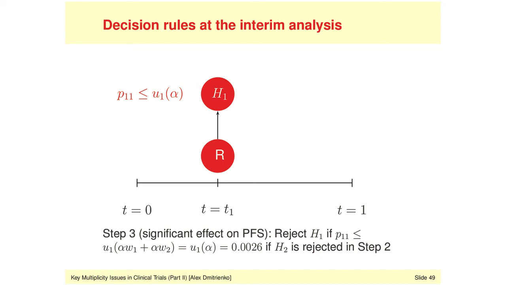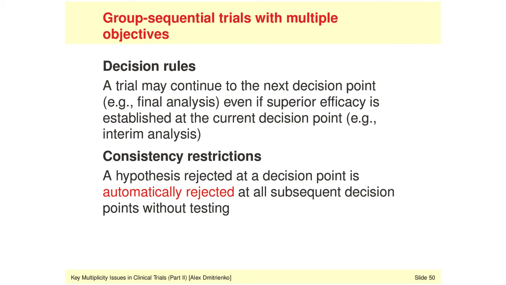We can see here that we need to compute the adjusted significance level under the assumption that the Holm procedure tests this hypothesis H1 at the full alpha level, which results in the adjusted significance level of 0.0026. So to summarize, we come to a conclusion that there is a significant treatment effect on progression-free survival if the corresponding p-value is less than or equal to 0.0026.